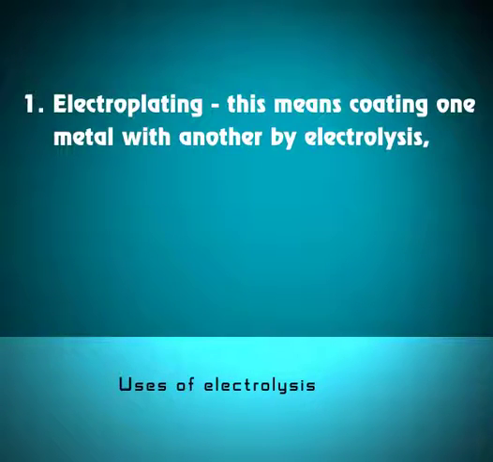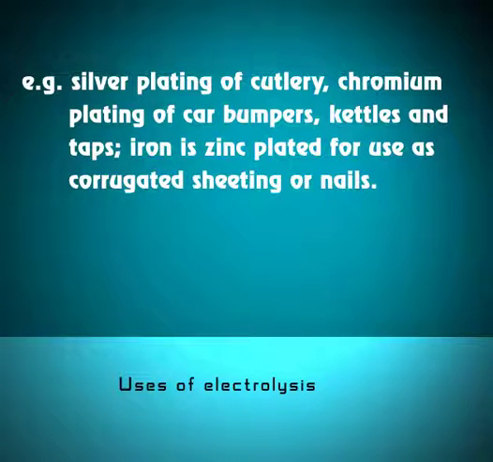Uses of electrolysis. 1. Electroplating. This means coating one metal with another by electrolysis, for example, silver plating of cutlery, chromium plating of car bumpers, kettles and taps. Iron is zinc plated for use as corrugated sheeting or nails.